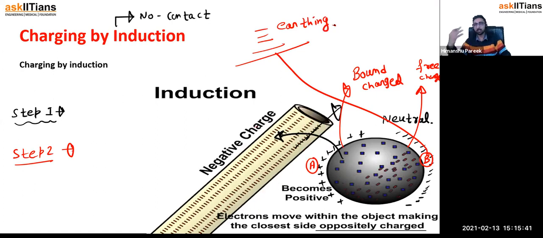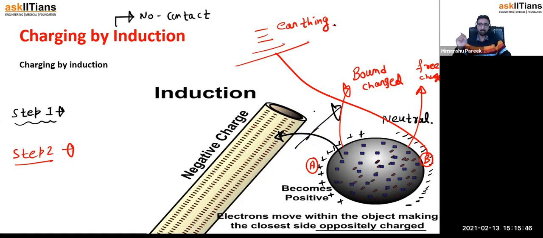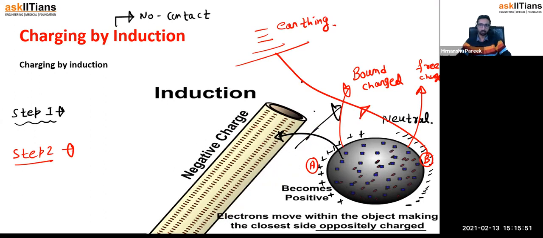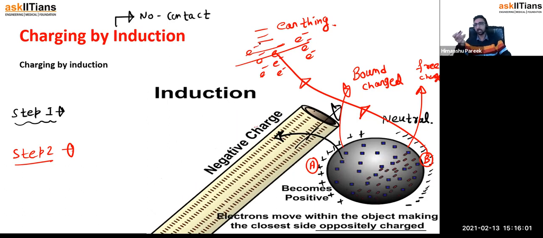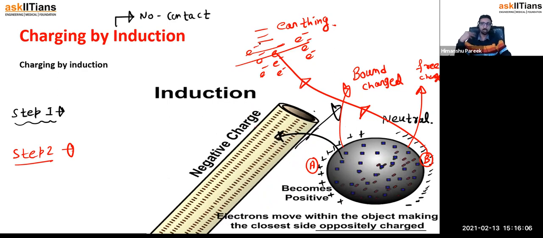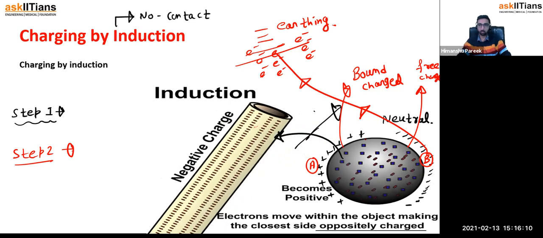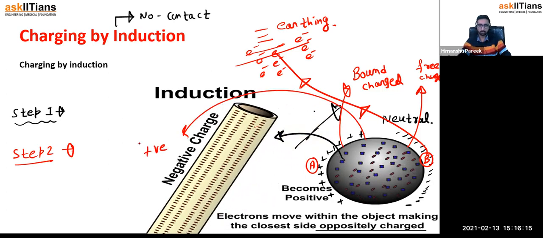Now earth is a very big conductor. It has a very huge capacity. If you connect that negatively charged end to the earth, that negative charge will get transferred to the earth. So now you will find, guys, that the negative charge has been transferred to the earth, which means the body has lost some negative charge. So what will happen? It will become positively charged. This neutral body will no more be neutral now. It will become positively charged.